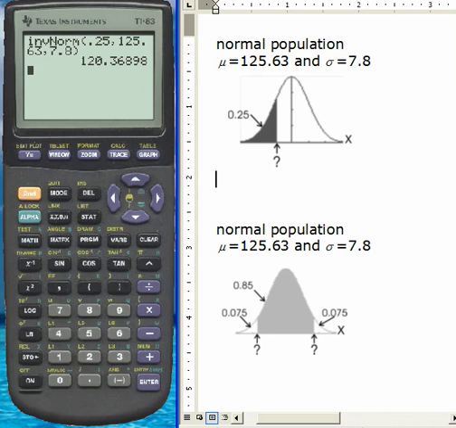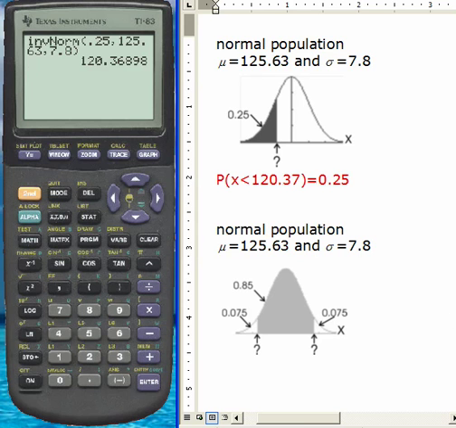So over here, let's go ahead and say that the probability of our random variable x being less than this 120.37 is equal to 0.25. So make sure you're clear. The 120.37 is the point on the number line. This right here is the area under the curve. Very important you keep that all straight, because if you don't, you're going to be awful confused.